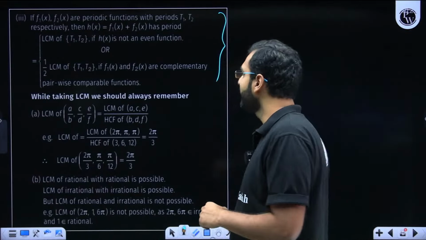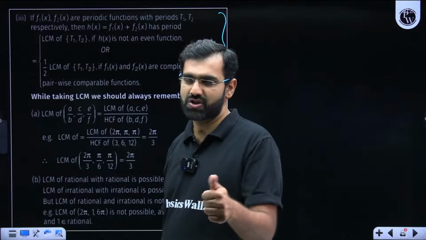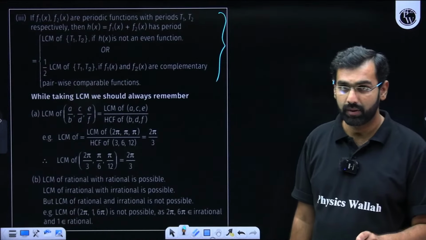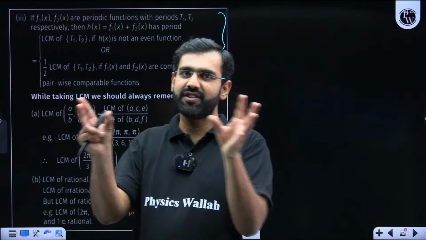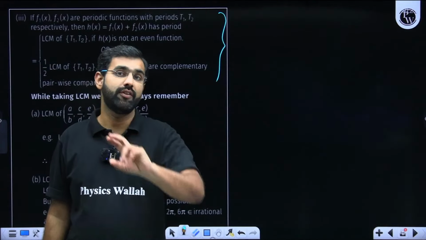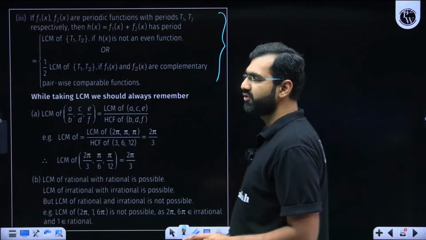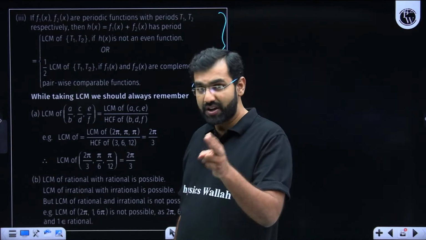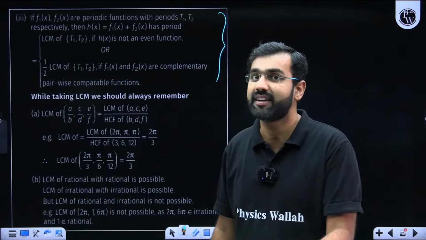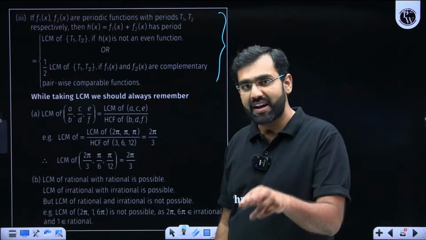Now, going ahead with that, remember this. Let's say one of the functions has a period which is a rational number, and the other function has a period which is irrational number. So remember, if two functions are added or subtracted, then their cumulative period is the LCM of their individual periods. But the catch here is that if one of the functions has a rational period and the other has an irrational period, for example 2 pi, so pi is an irrational number, there you cannot take the LCM of a rational and irrational number.